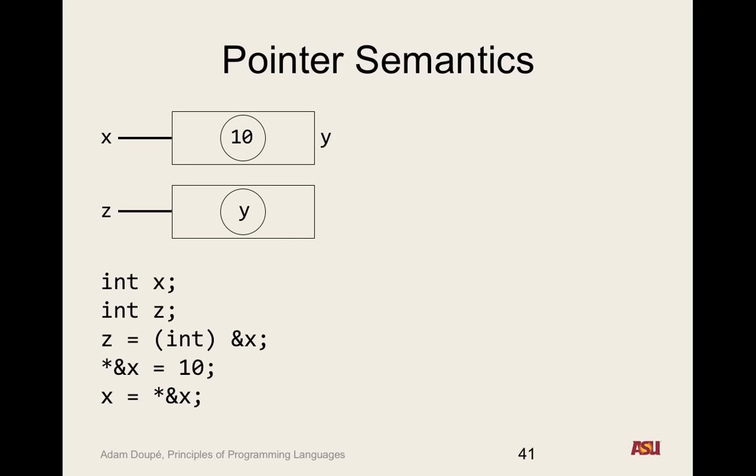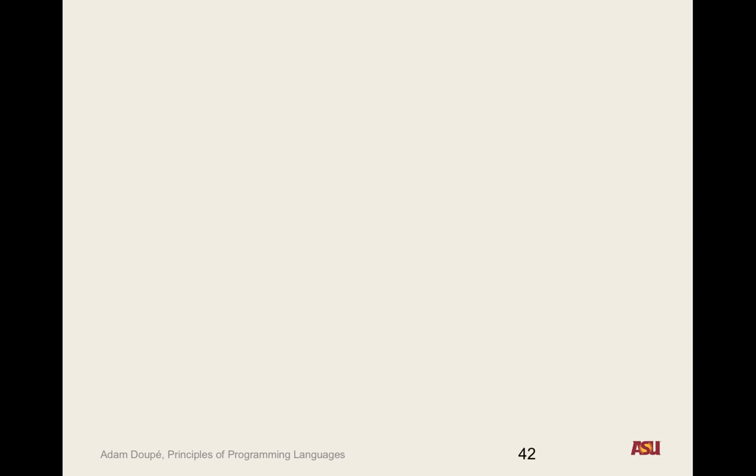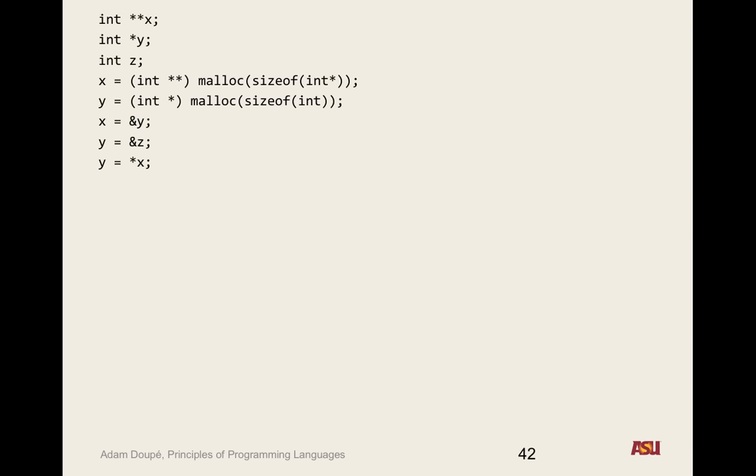So you'd all be able to do this? I gave you some code like this and said, what's the value going to be after this executes in x? You'd be able to work through it? Yes, you will, especially after the next example. Okay, so now we have a more complicated example.